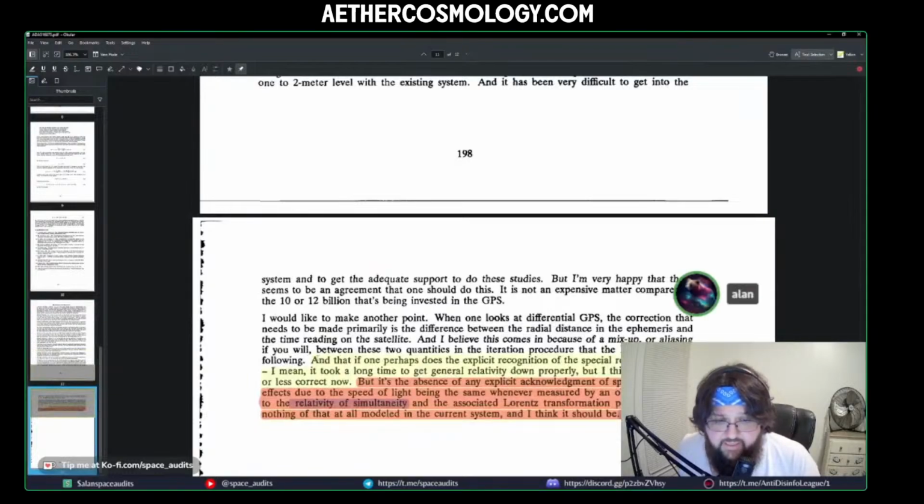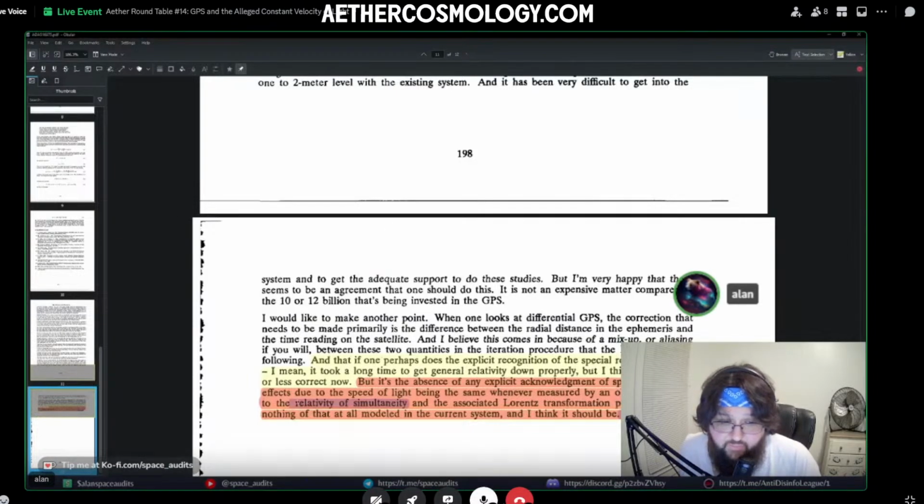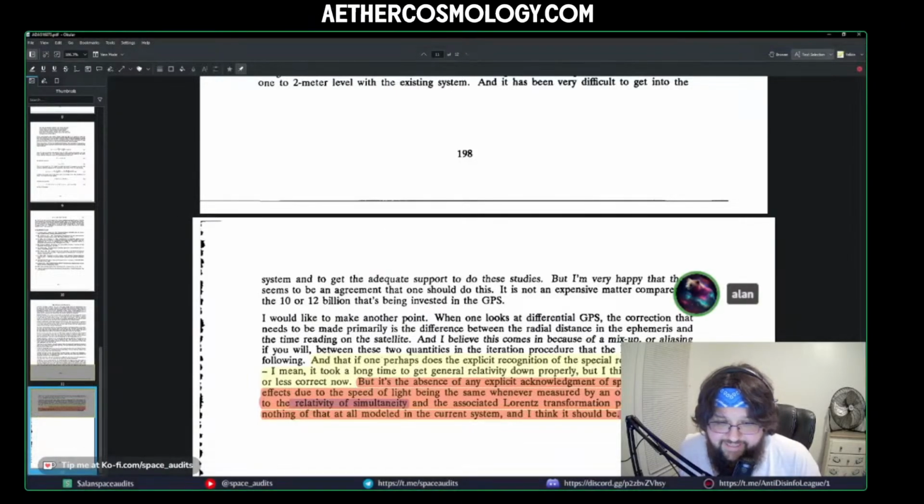But anyway, he writes in and says that if one perhaps does the explicit recognition of the special relativistic effects, I mean, it took a long time to get the general relativity down properly, and I think that it's more or less correct now. But it's the absence of any explicit acknowledgement of special relativistic effects due to the speed of light being the same whenever measured by an observer, leading to the relativity of simultaneity and the associated Lorentz transformations in physics. There's nothing of that modeled at all in the current system, and I think it should be.